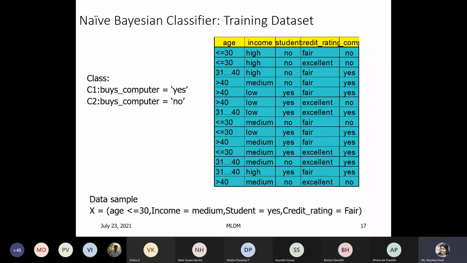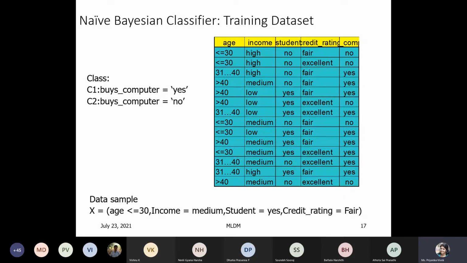Now we are supposed to predict for a new data sample, which is age less than 30, income equal to medium, student equal to yes, credit rating equal to fair. We are supposed to predict whether buys computer is yes or no. That is our question.